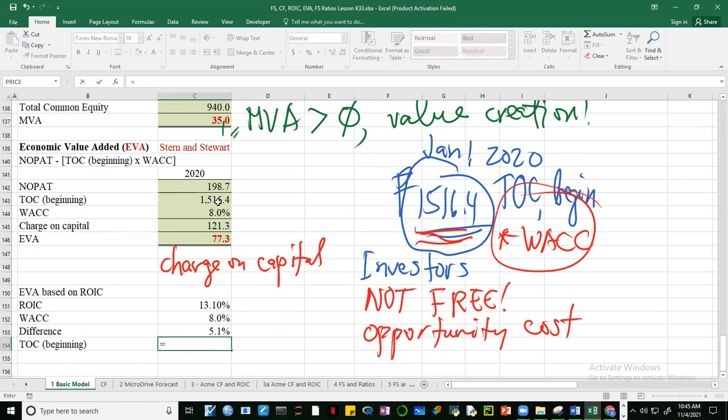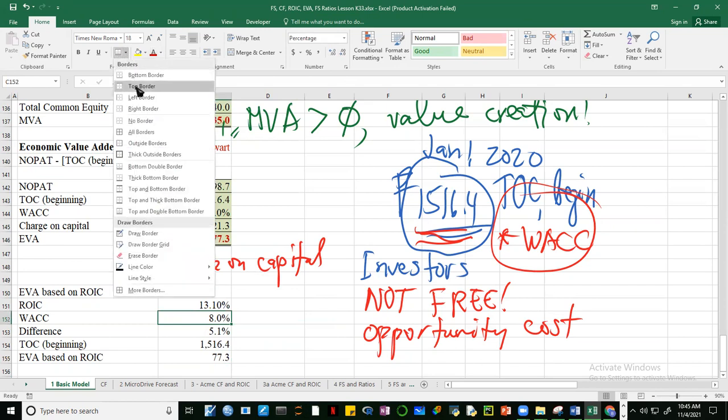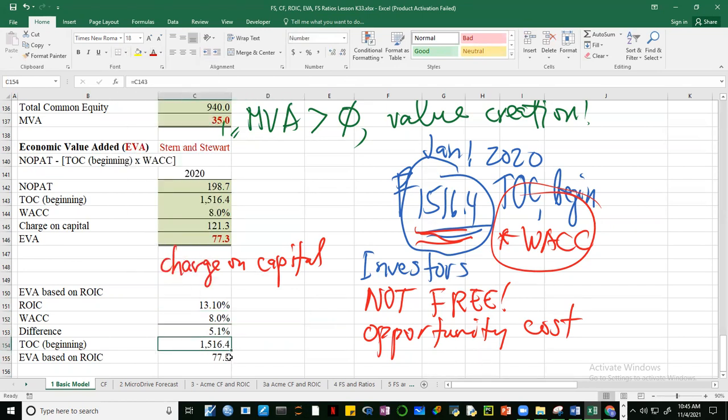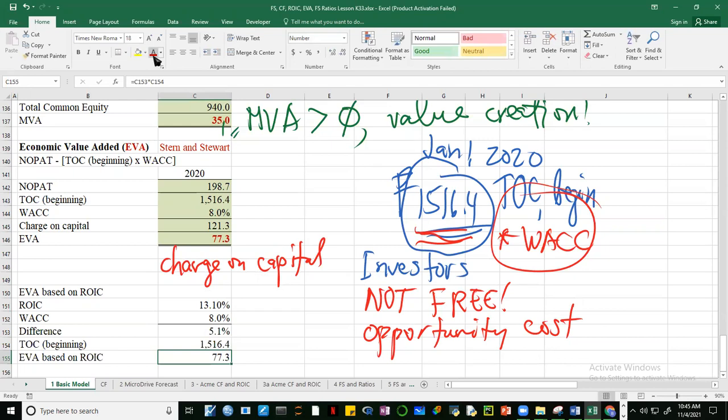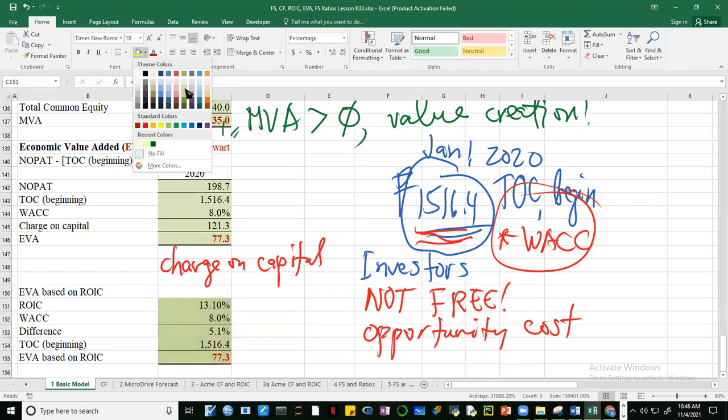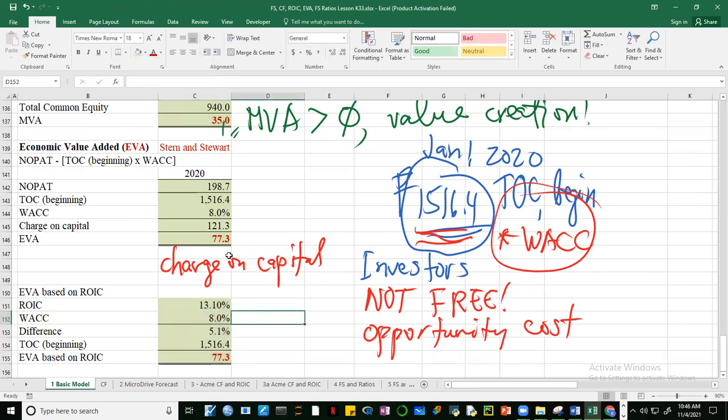How much is the beginning capital? 1516.4. Therefore, our EVA is, in other words, guys, we earned 5.1% on the capital of 1516. There you go. Okay, good, guys. It's already time. Let me just fix the margin of this, guys. Down here, and down here. Okay. There, guys. So was value created for management? Yes. Value was created for shareholders because our EVA was greater than 0.